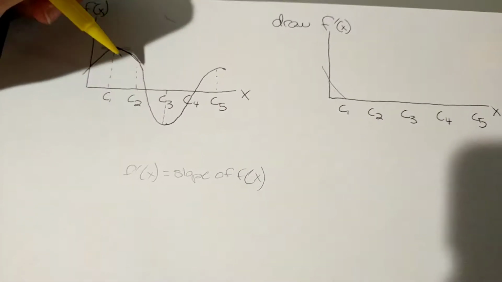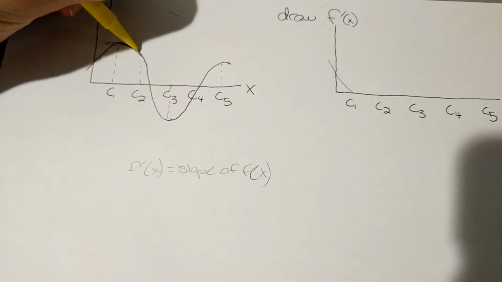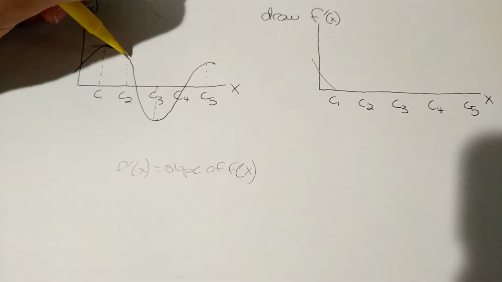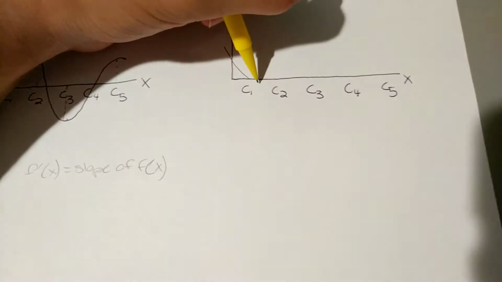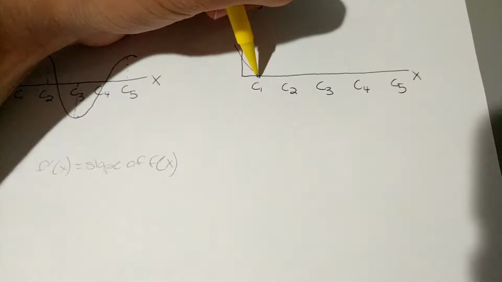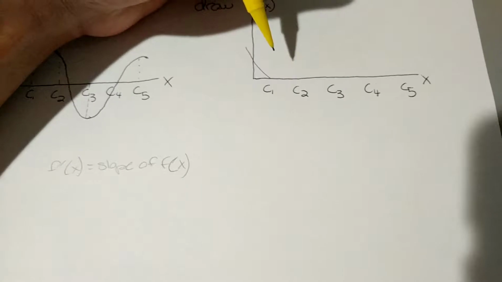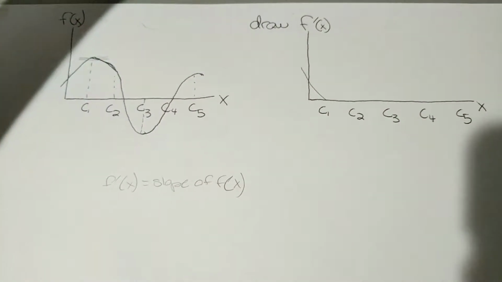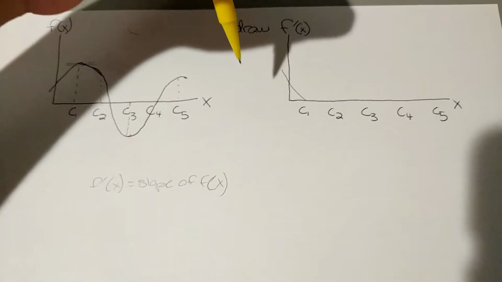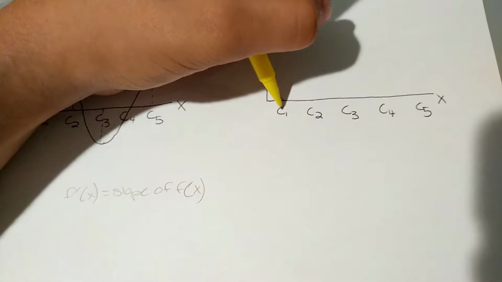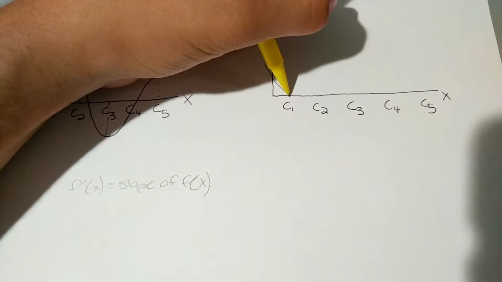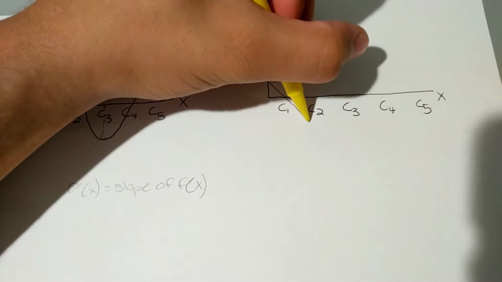Now between C1 and C2, the slope is decreasing at an increasing rate, and the slope is negative. So it's going to be below the x-axis, and it's decreasing at an increasing rate. So it's going to look like this.